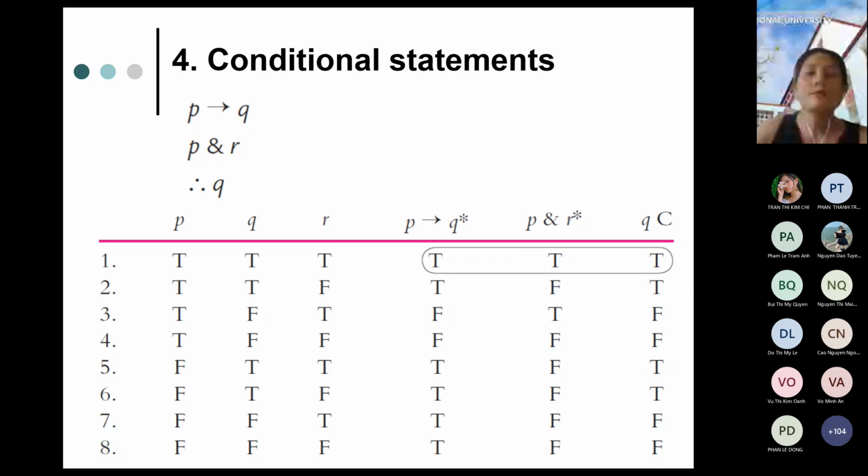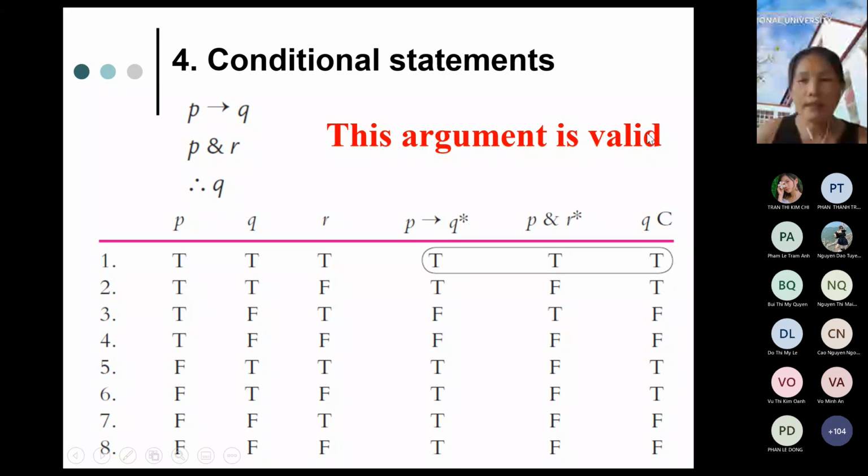Okay? Now, after we make a table like this, if it is correct, you will see that you have to look at the first row because only the first row has all premises true, isn't it? And we look at the conclusion. The conclusion is not false. Again, therefore, this is a valid argument. Do you understand?